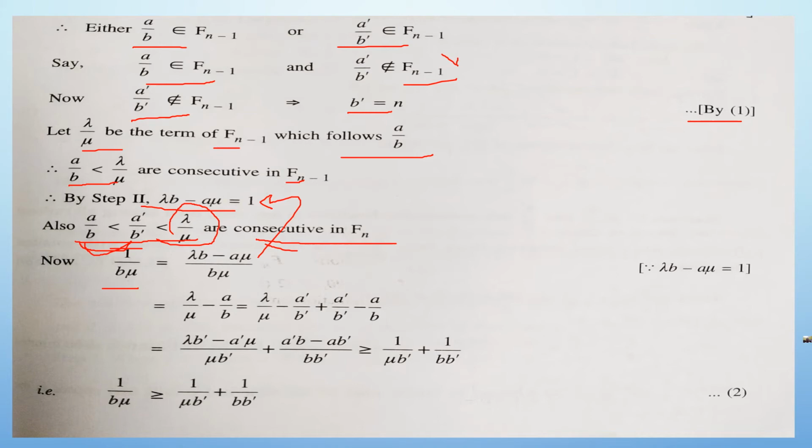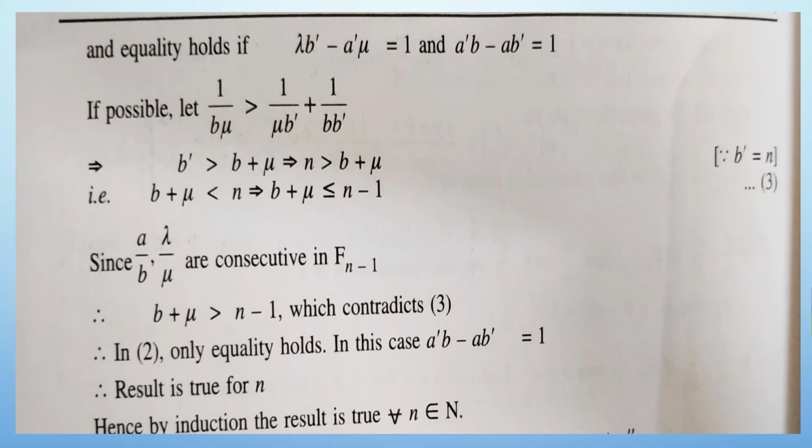Now I have divided the denominator with the terms. I can write it like this, inserting a dash upon b dash between them. So I have two fractions. This is greater than or equal to 1, and this is also greater than or equal to 1. So 1 over b nu is greater than this step. This inequality holds with equality if either this one is equal to 1 or this one is equal to 1.